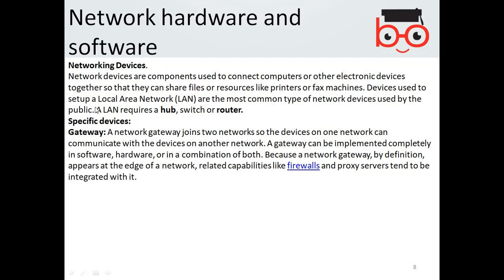Devices used to set up a local area network are the most common type of network devices used by the public. A LAN requires a hub, switch or a router. Now let us have a little bit more details about the devices. For example, gateway. A network gateway joins two networks so the devices on one network can communicate with the devices on another network. So when you connect two networks, it means you can connect them with a gateway.